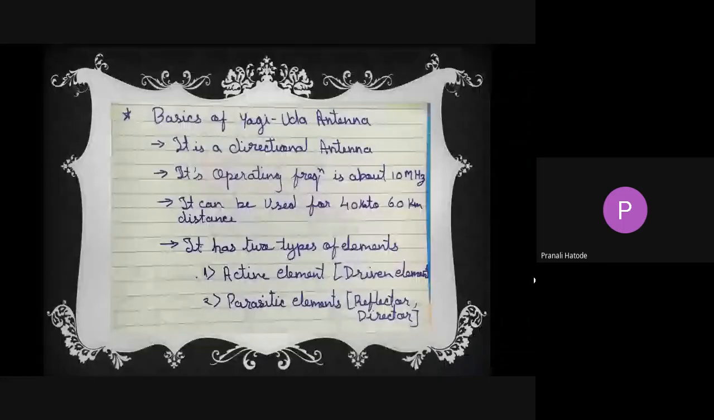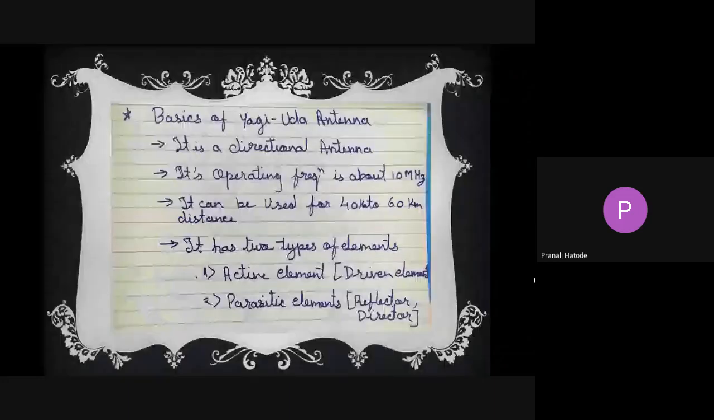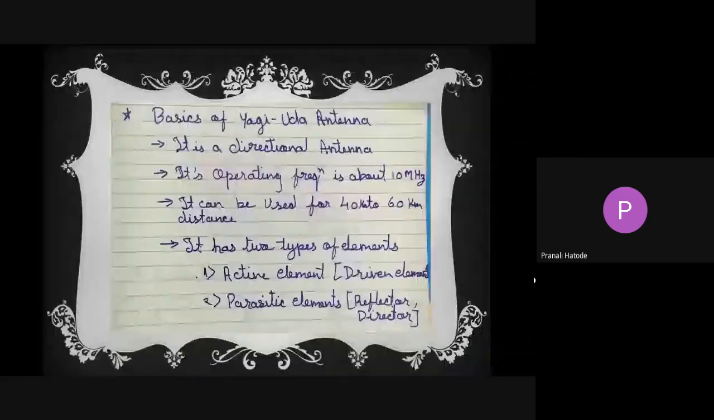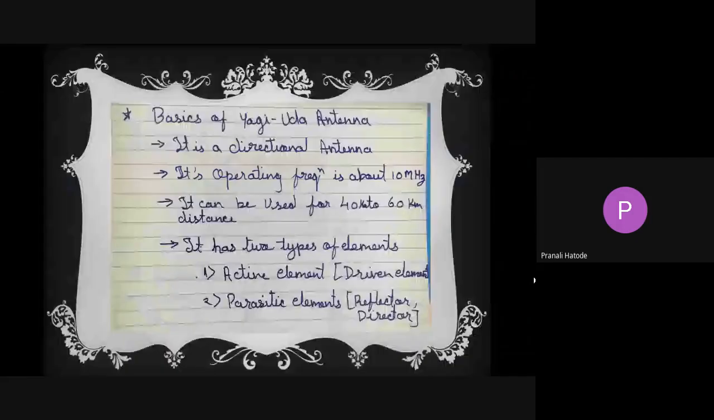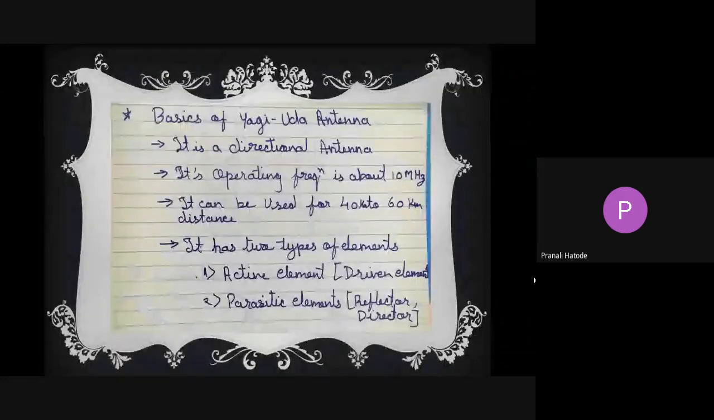Then the third point is it can be used for 40 kilometers to 60 kilometers of distance. Okay, so for this distance, it is the most effective or most efficiently working antenna. For more distance than that, its electrical size will again be a part of worry. It will have to be designed again, or it will become more critical, and the only increase will be in its gain.